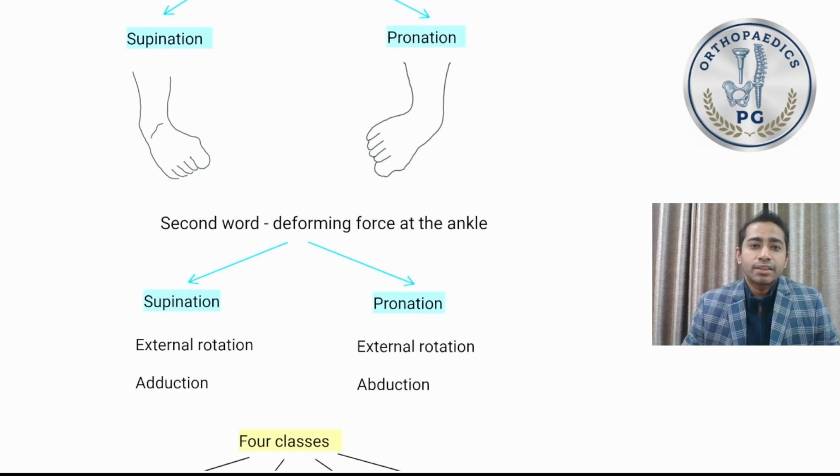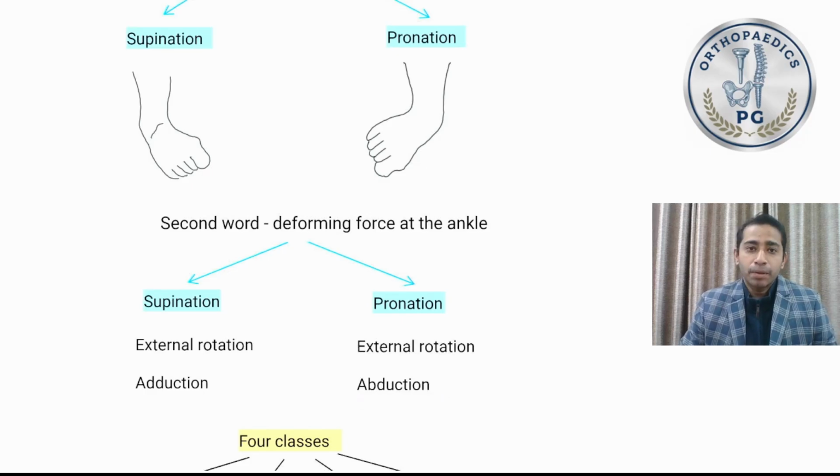The second word is the deforming force at the ankle at the time of injury. So we have three deforming forces. The first is external rotation, which may be present with both supination and pronation. And we have adduction, which is present with supination, and abduction, which may be present with pronation.